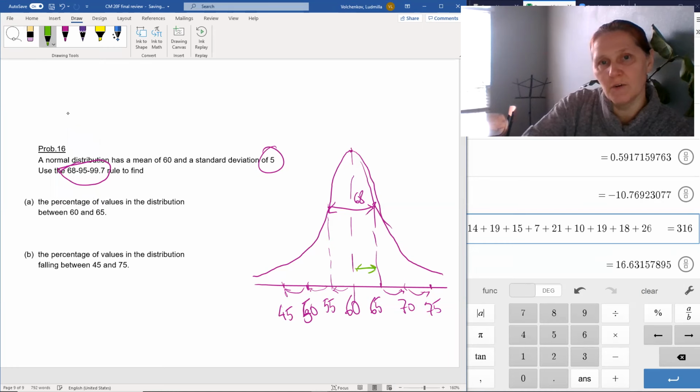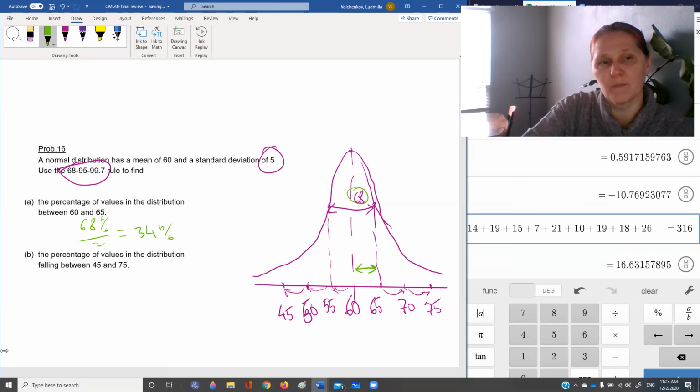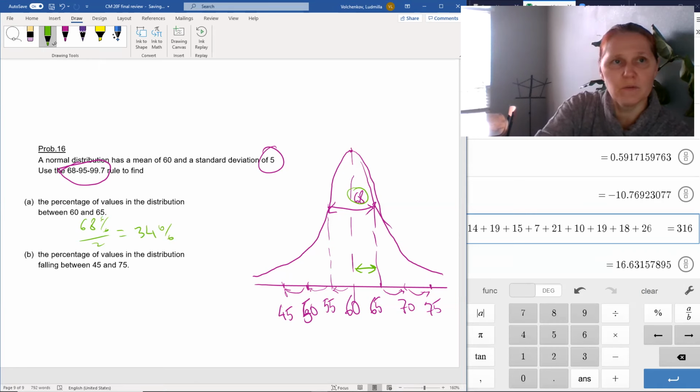Between 60 and 65 is one standard deviation, but only to the right of the mean. So this is half of 68. 68 divided by 2 is 34%.